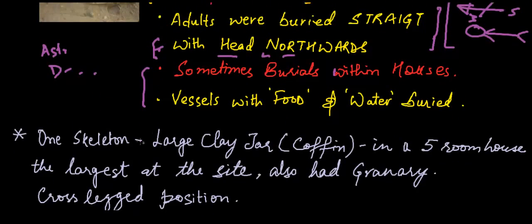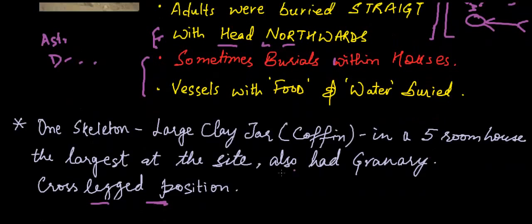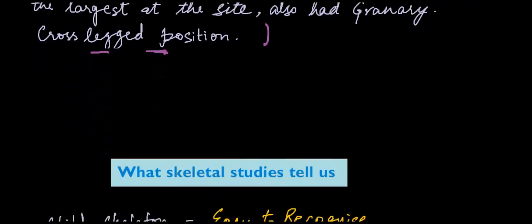One of the burial sites in Inamgaon has been found with a large clay jar. He was buried in a large clay jar, kind of a coffin, and it was in a 5-room house, which was the largest house in the whole village, and it also had a granary. The skeleton was found in a cross-leg position, so we do not know why the legs were crossed. Maybe some kind of ritual those people might have performed.